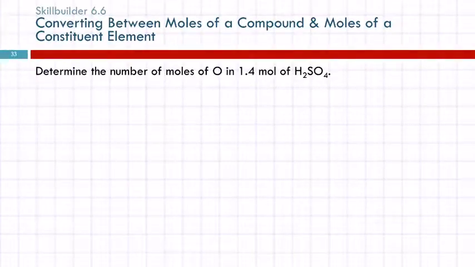Let's find the moles of oxygen in 1.4 moles of, what's the name of that? Oxyacid. What's the name of SO4? Sulfate. So sulfate, we change ate to ic, so this is sulfuric acid. So we're supposed to find the number of moles of oxygen in 1.4 moles of sulfuric acid, H2SO4. Well, what's the relationship there?